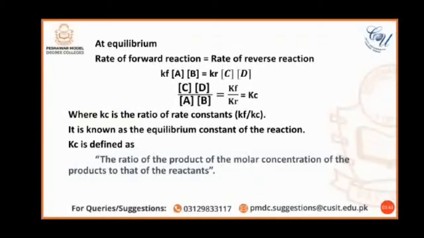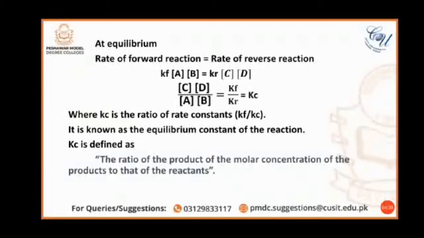So this equation could be written as Kf [A] [B] is equal to Kr [C] [D]. By rearranging the equation, we get [C][D] divided by [A][B]. This is equal to Kf by Kr, that is the ratio of rate constants of forward and reverse reaction. This whole term is equal to Kc. Kc is the ratio of rate constants. This Kc is also known as the equilibrium constant for a given reaction.